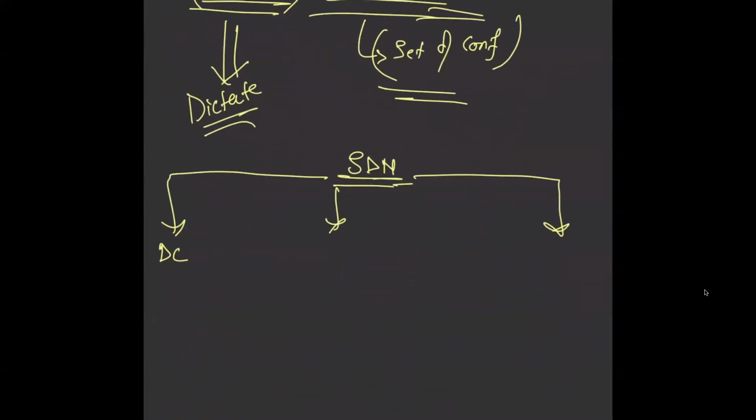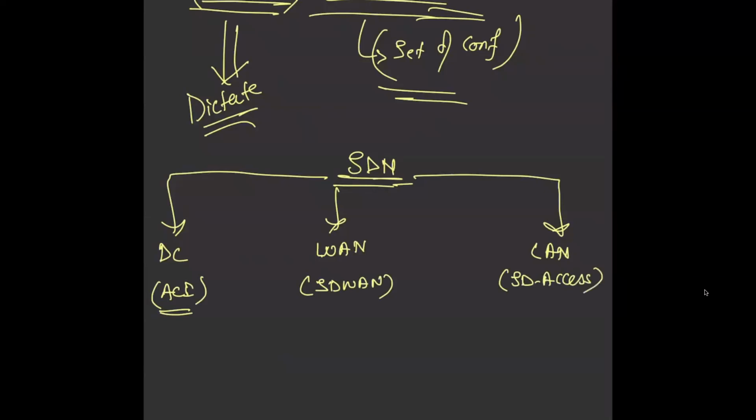So in the SDN umbrella, we have your data centers, we have the LAN side, and the WAN side. If we talk about Cisco solutions, ACI is the SDN solution for your data center. For WAN, it is SD-WAN, and for LAN, it is SD-Access. Then everyone has a controller. ACI has the controller known as Epic. For WAN, there are 3 controllers: vManage, vBond, and vSmart.